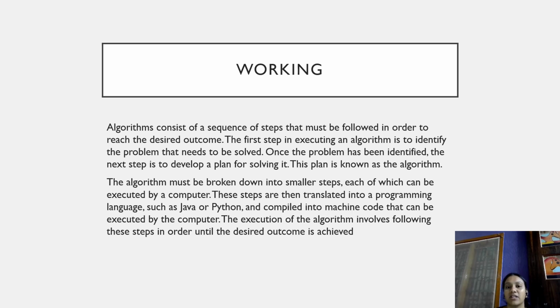The algorithm must be broken down into smaller steps, each of which can be executed by a computer. These steps are then translated into a programming language such as Java, Python, and C, and are then compiled into machine code that can be executed by the computer. The execution of the algorithm involves following these steps in order until the desired outcome is achieved.